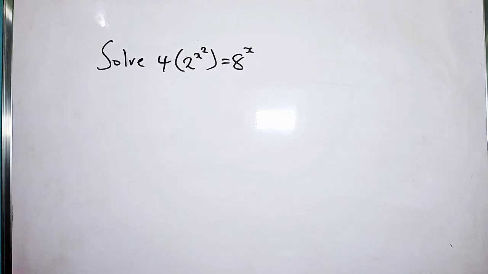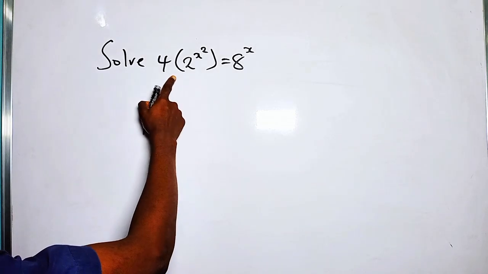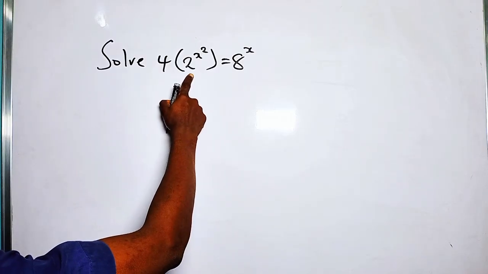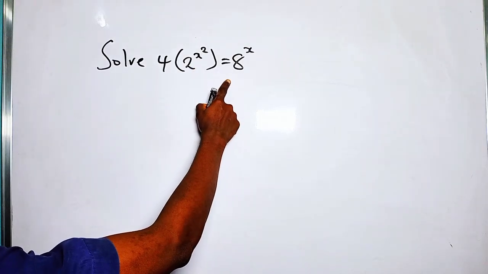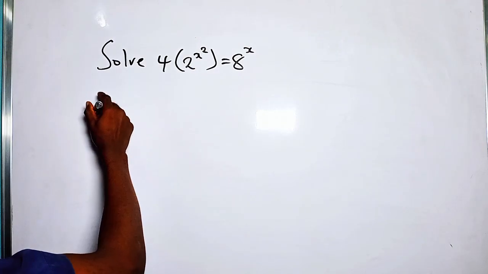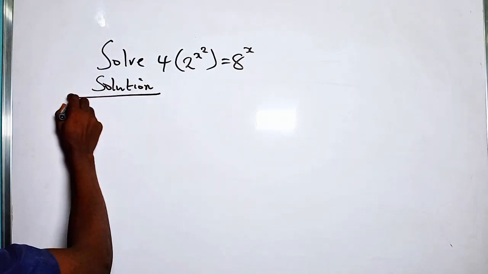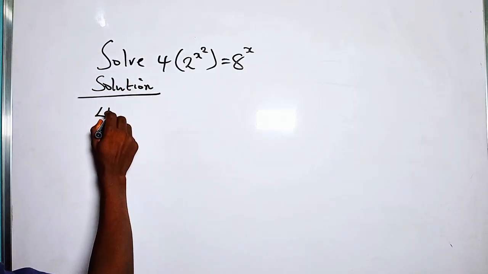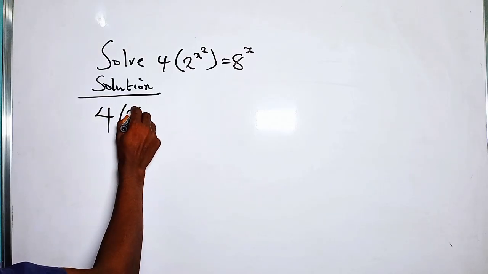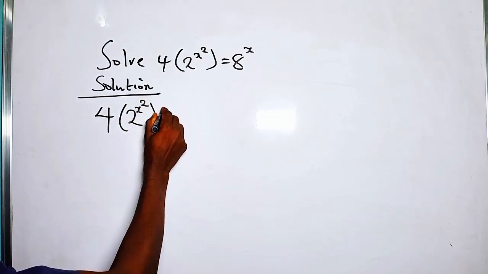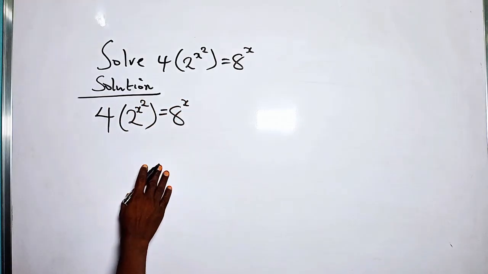The question says solve this equation. So we have: solve 4 multiplied by the bracket 2 to the power x squared, equals 8 to the power x. So how do we solve this? Okay, so for 4 times 2 to the power x squared equals 8 to the power x.